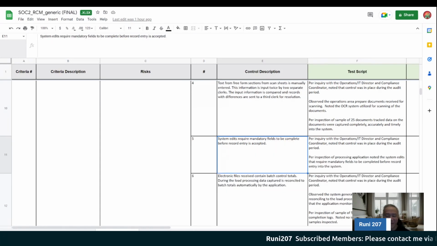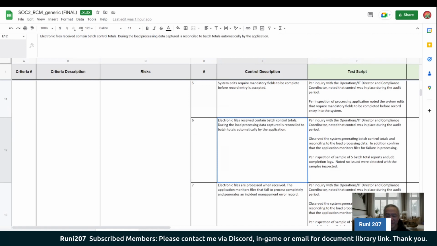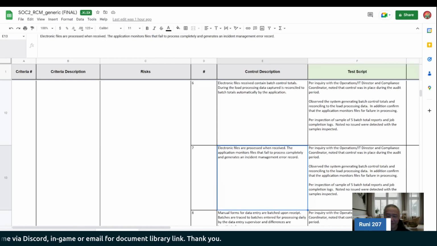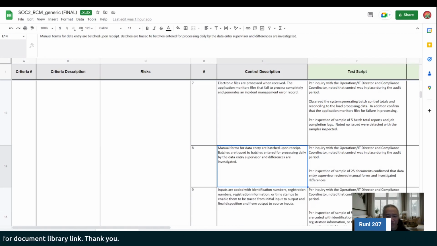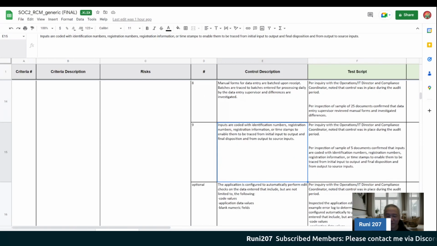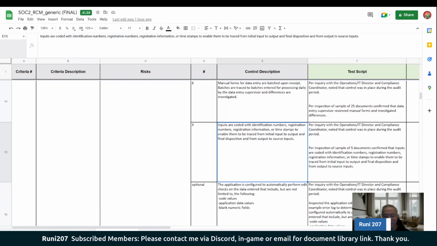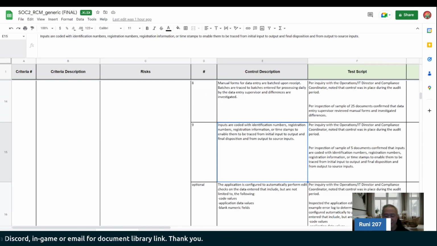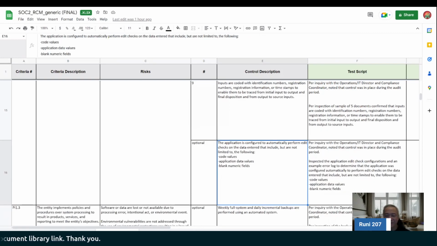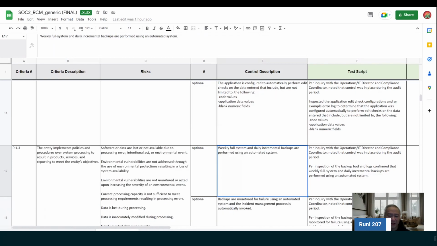System edits require mandatory fields. I think this is important for the database side, and this is referring to the EDI, the electronic piece, and any of the manual forms. Sometimes we still live in a manual world, depending on the client and the user organization we're talking about. The inputs are coded with identification numbers, registration. So this is more completeness and being able to trace it from a validity and restriction perspective, and it's accurate. Some of these are optional and things like that.